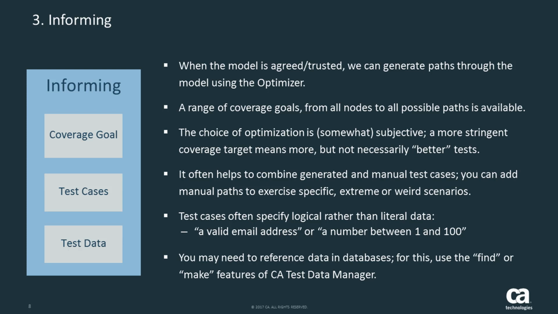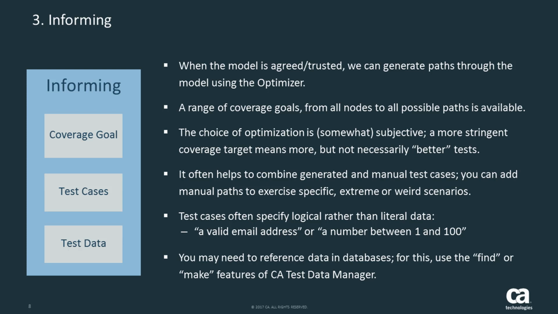When we specify our test values, it could be that a test case specifies a logical rather than a piece of literal data. By logical, what I mean is the decision might be the system accepts a valid email address and rejects invalid email addresses. Well, a logical test value would be a valid email address rather than an actual email address. Or the check might be that a number has to be between 1 and 100. So we don't know what that number is. That would be a literal. The logical requirement is a number in that range.